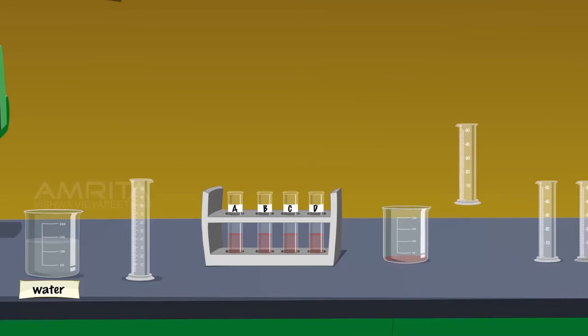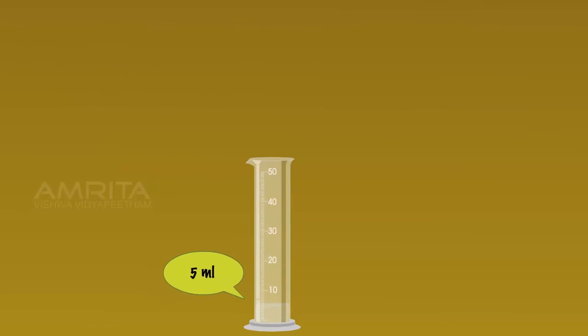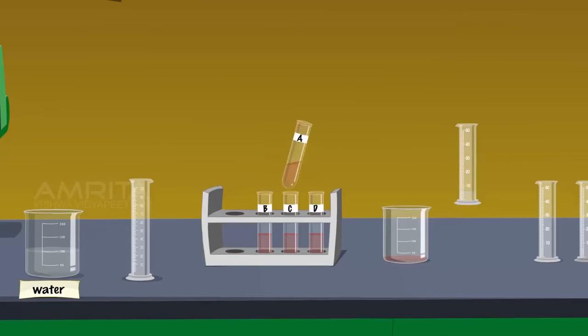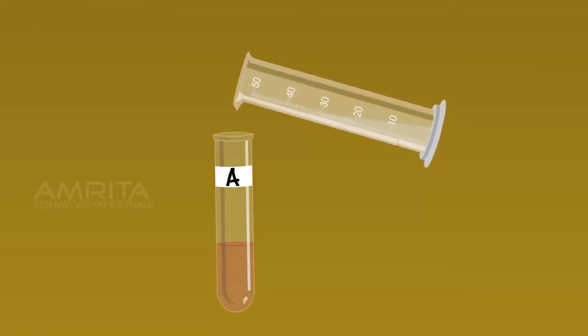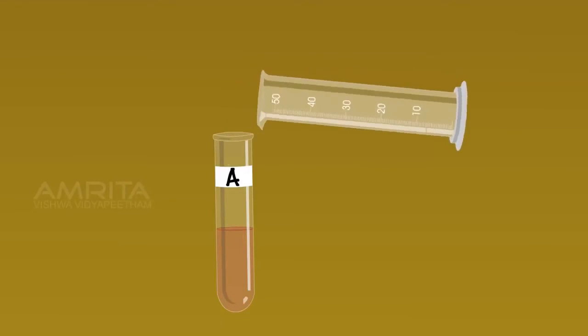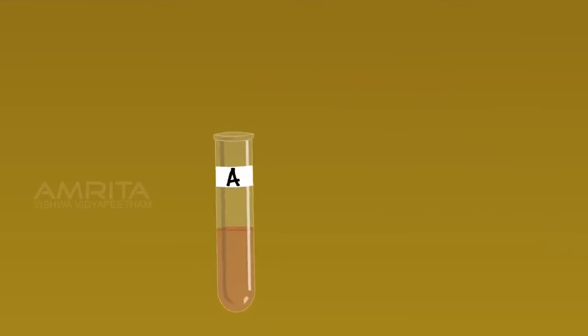Take 5 ml of distilled water in a measuring cylinder. Add it into the test tube A and shake the test tube well. The color of the solution in this test tube is taken as the reference color.